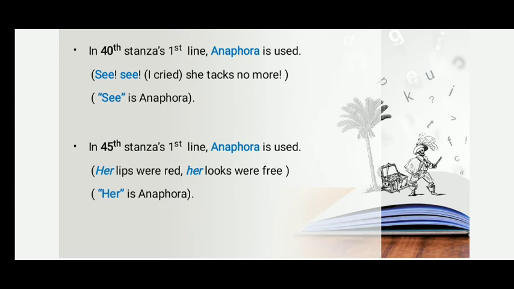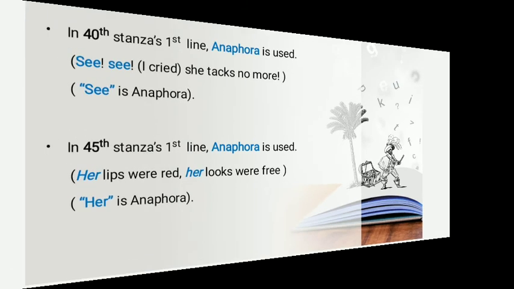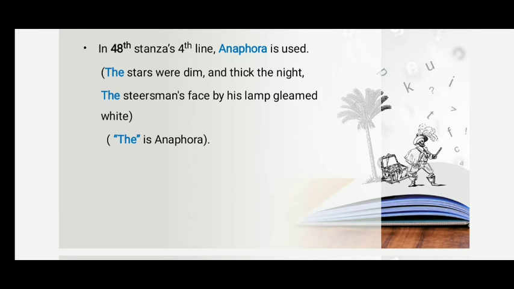anaphora. Number 4. In the 45th stanza, first line, anaphora is used as "her lips were red, her looks were free." So "her" is anaphora. Number 5th, 48th stanza, fourth line, anaphora is used as "the stars were dim and thick the night, the steersman's face by his lamp gleamed white."